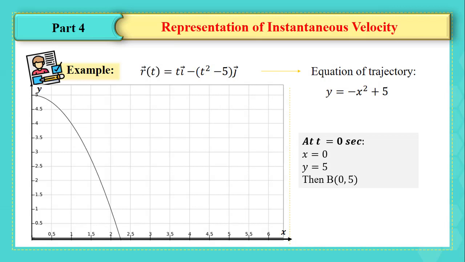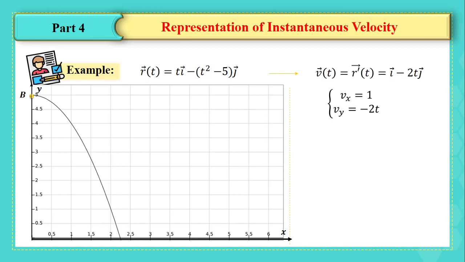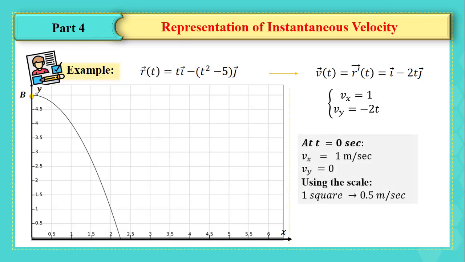Take another instant, which is at t is equal to 0 seconds. We find that the position of the particle at this instant was x is equal to 0 and y is equal to 5. We name this point B. So B has coordinates 0 and 5. What are the components of the velocity vector at this instant? Let's calculate them. Vx is equal to 1 meter per second and Vy is equal to 0. Using the scale 1 square corresponds to 0.5 meter per second, we draw Vx. Vy is equal to 0 in this case. Therefore, V and Vx are confounded and V is parallel to the x-axis as you can see in this figure.